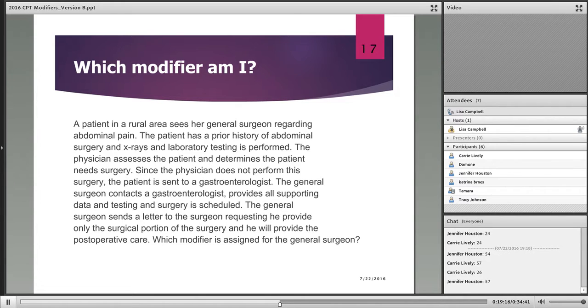So I'll give you a second to look at this again. The general surgeon is in the beginning. And what did the general surgeon say that he was going to do? Look at the last sentence right before the question.